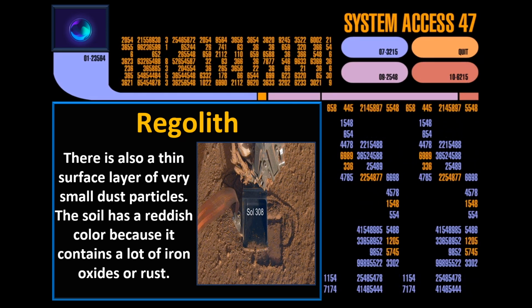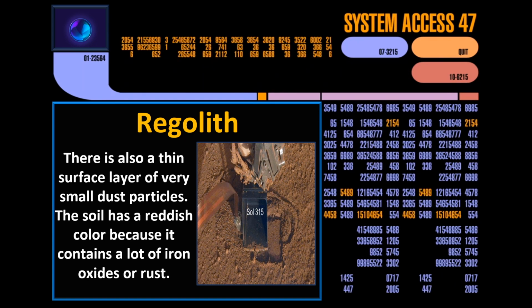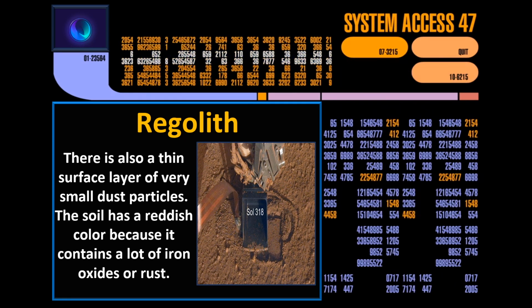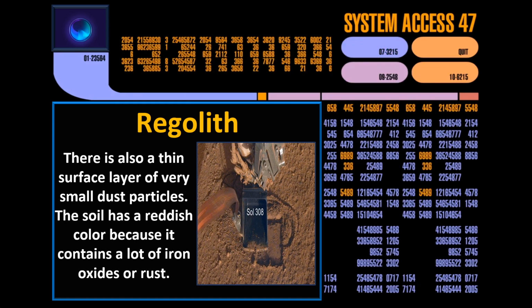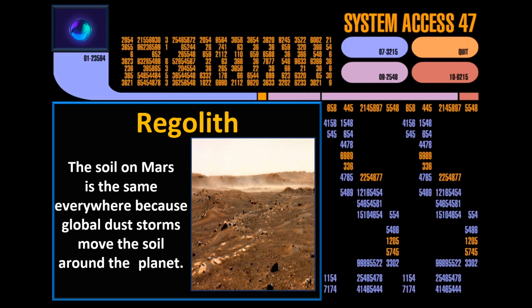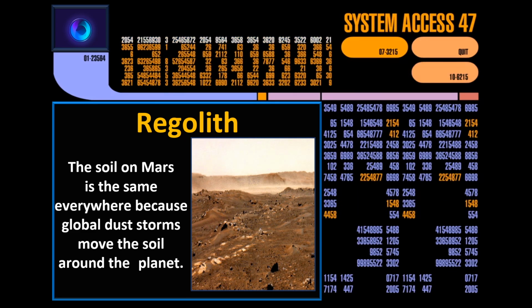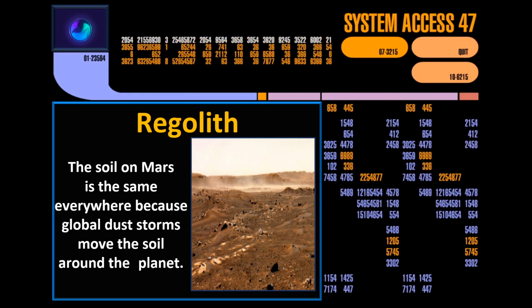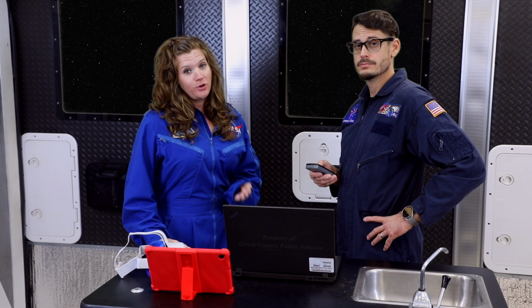There is also a thin surface layer of very small dust particles. The soil has a reddish color because it contains a lot of iron oxides, or rust. In contrast to Earth, the soil on Mars is the same everywhere because global dust storms move the soil around the planet. That's correct, Aurora.